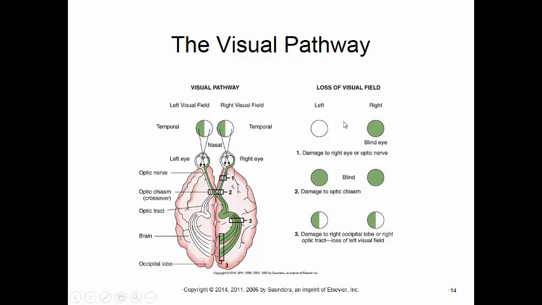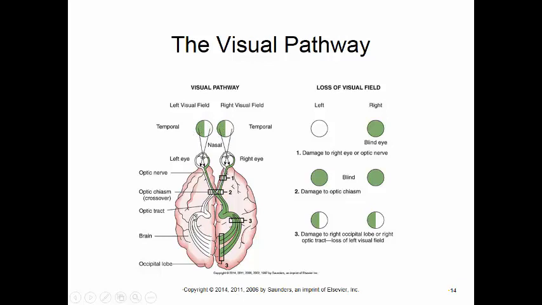So depending on the damage, you're going to get different loss of visual fields. If we damage the number one, the right optic nerve, or damage to the right eye, we see that the right is completely damaged. If we damage the optic chiasm, we are completely blind. If we damage the optic tract or the occipital lobe, and it's on the right side, we see that the left field of vision is damaged in both eyes. So we can partially see out of both eyes.